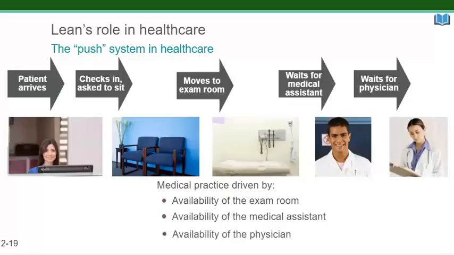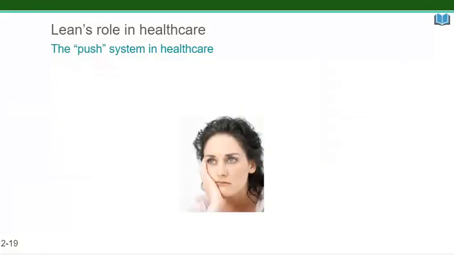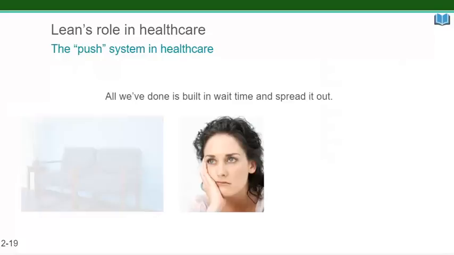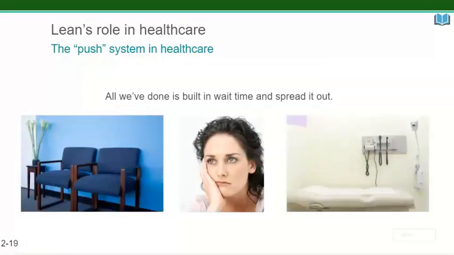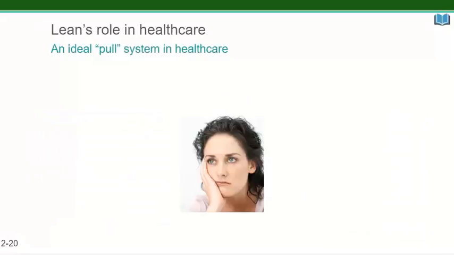That's a push system. It's driven by availability of the exam room, availability of the medical assistant, and availability of the physician. The practice has to forecast the need for exam rooms, medical assistants, and physicians, and make those resources available to the patients based on the forecast. But from the patient's perspective, all we've done is built in wait time, but spread it out between waiting in the reception area and waiting in the exam room. An ideal pull system would be driven by the actual demand of the patient.